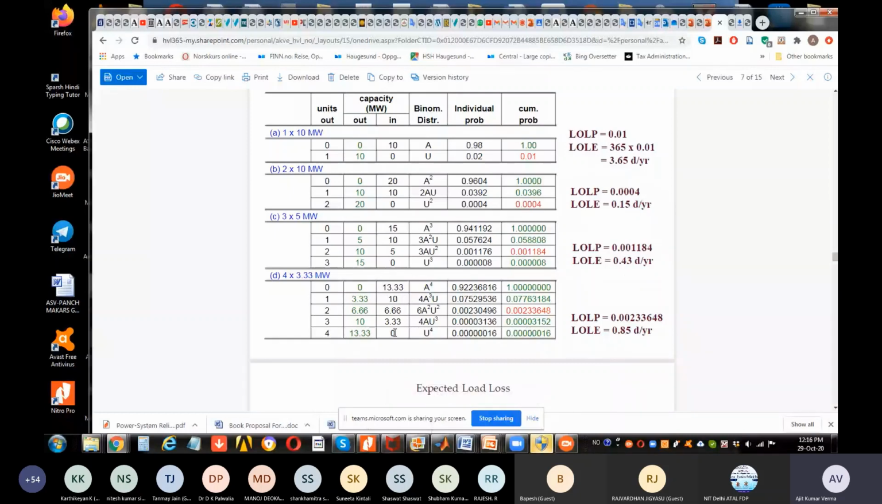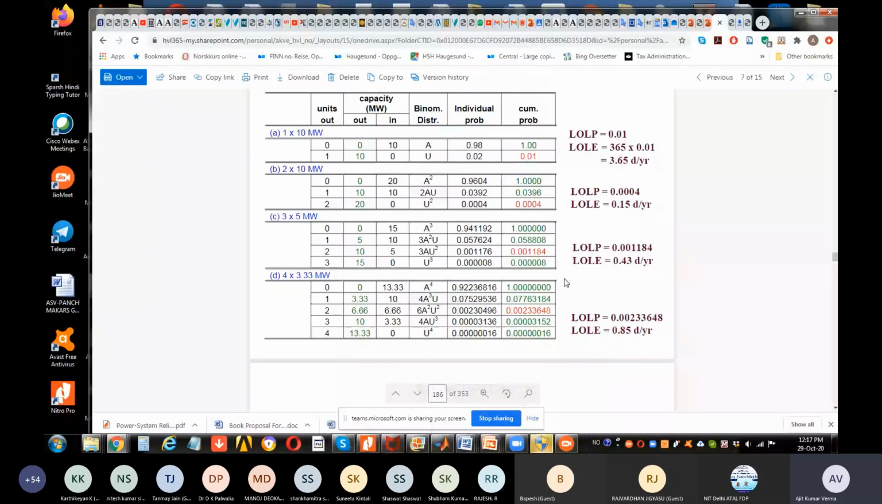Next, you have 4 into 3.33 megawatt. So you are generating either 0 or 3.33, one unit, two units, three units, and four units. Then these are the probabilities corresponding to each of them. Generating 0 means all of them have failed, so U to the power 4. One working and three not working is A into the unavailability cube, and four such possibilities. Two working and two not working is A square and U square, and six such possibilities, so multiplied by six. Three working and one not working has four such combinations. All four working has only one such combination. And here you are. This is the probability table, COPT.